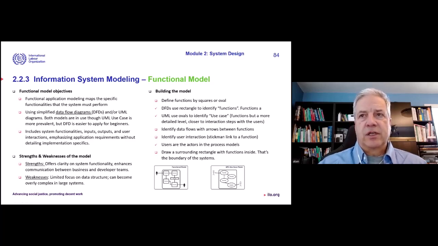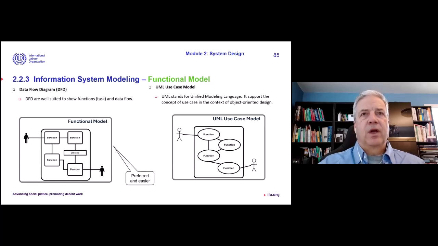So we usually have two kinds of model that we can use. We have what we call the functional model itself, which is quite an old way of doing models. And we have the UML use case model, which is a little bit more contemporary. Both models have advantages and disadvantages. The functional model may be more intuitive to work with. So let's explain a little bit about that.